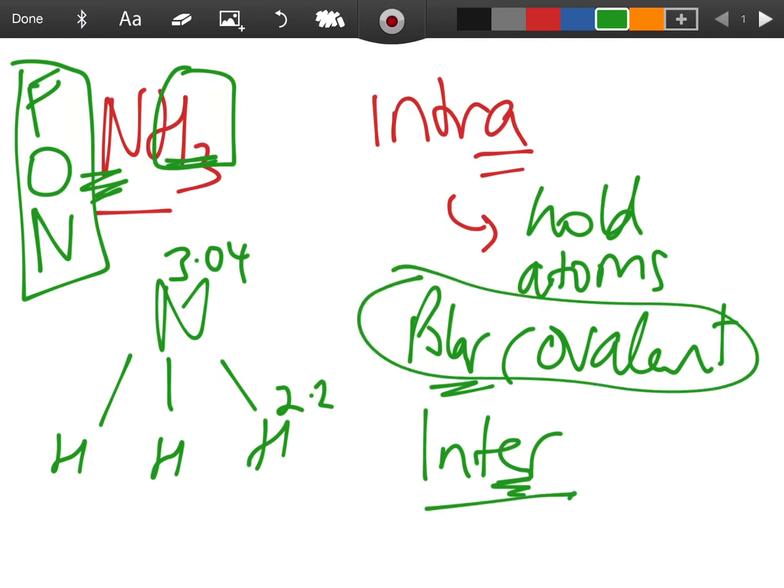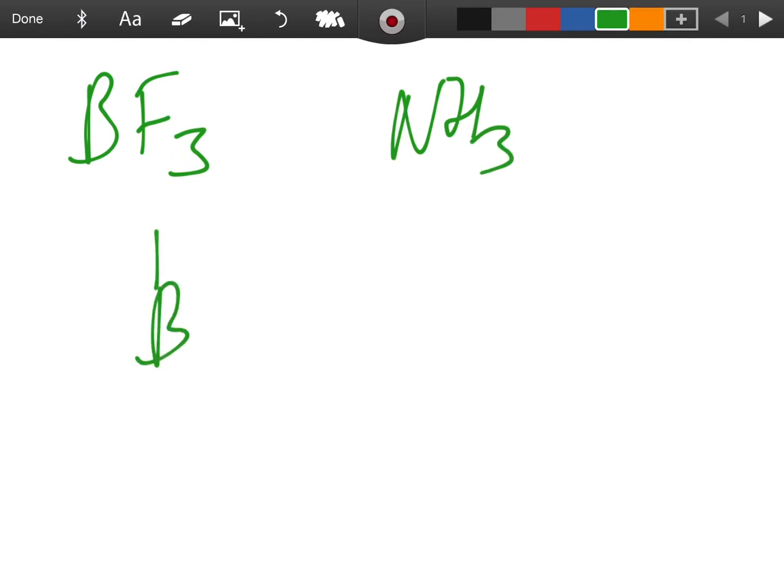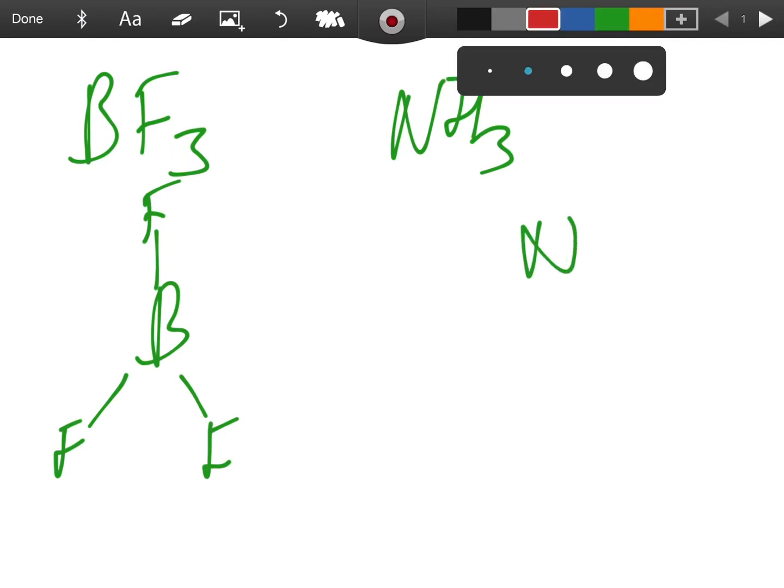The intermolecular bonds would be hydrogen bonds. Okay. Question 3 asks you to account for the difference in shape between boron trifluoride and ammonia. Now we drew out boron trifluoride in question 1. It's triangular planar or trigonal planar.